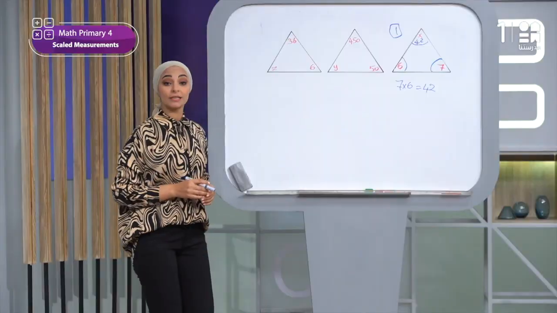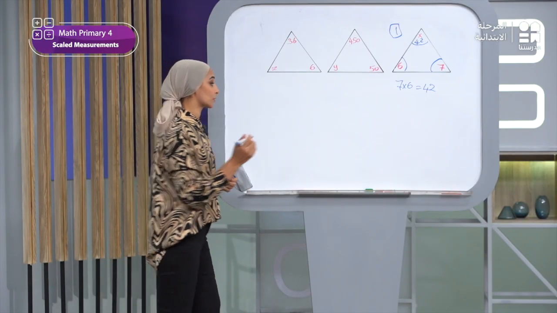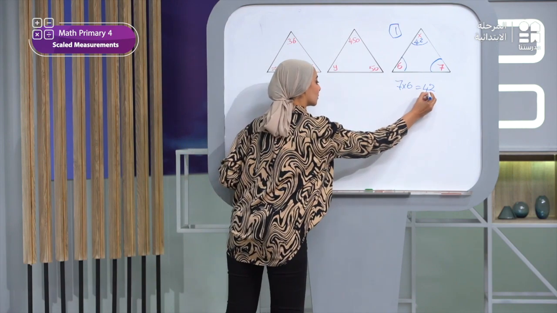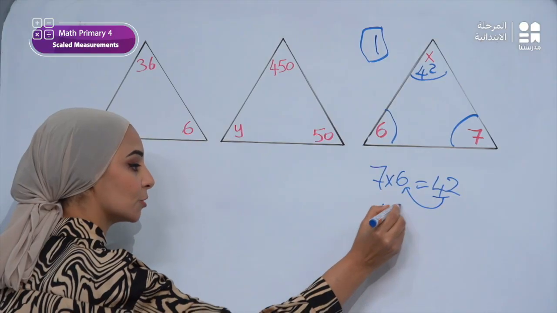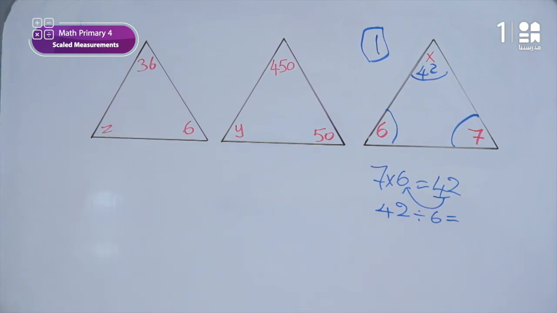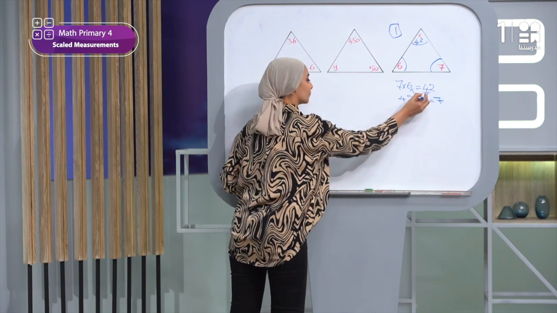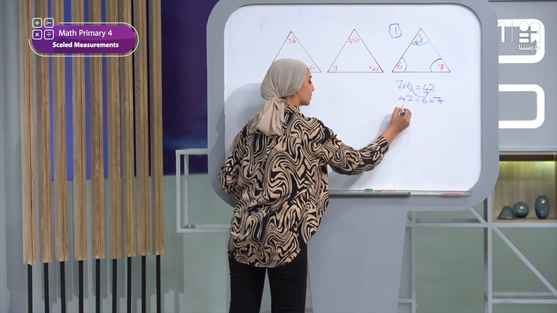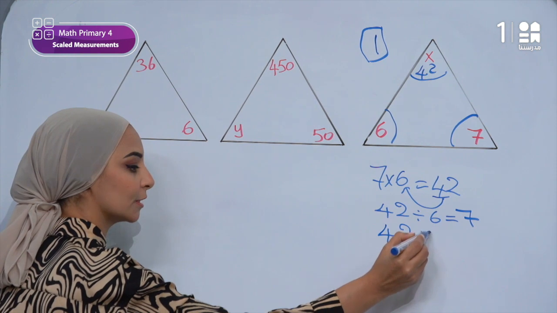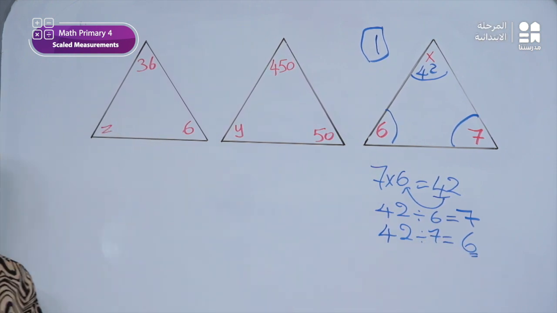Now we can certainly divide 42 by 6. If I do 42 divided by 6, the answer is what? 42 divided by 6, who can guess? Yes, 42 divided by 6 gives me 7. Well, if I did 42 divided by 7, what does it give me? Yes, of course, it gives me 6.